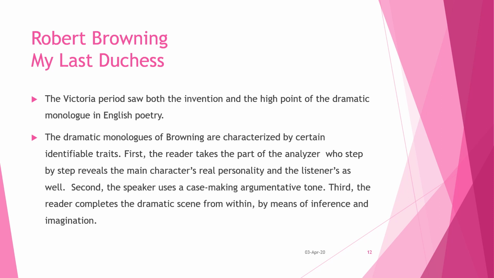The Victorian period saw both the invention and the high point of the dramatic monologue in English poetry. The dramatic monologues of Browning are characterized by certain identifiable traits. First, the reader takes the part of the analyzer, who step by step reveals the main character's real personality, and the listeners as well. Second, the speaker uses a case-making argumentative tone. Third, the reader completes the dramatic scene from within.